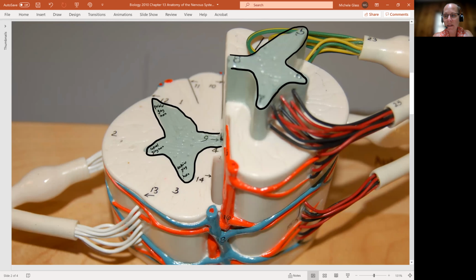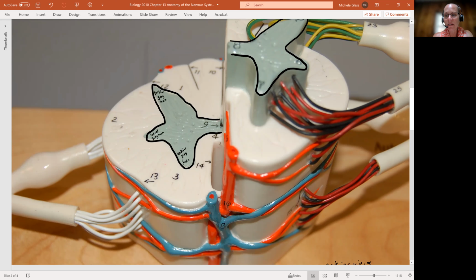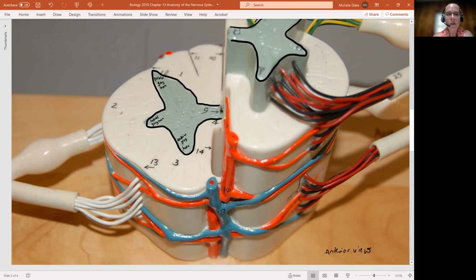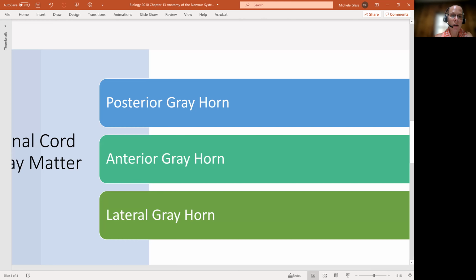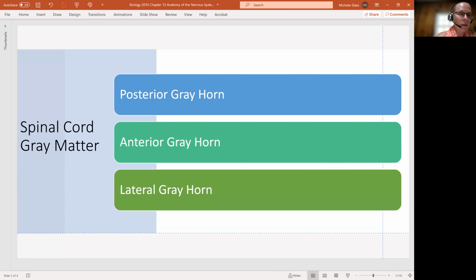Now, what is significant about the gray matter? Remember, the significance of the gray matter is that this is where we're doing our processing. So gray matter, remember, is processing or integration of information. So we will see that the spinal cord does have this significant role in processing some information. Also remember, we'll talk about gray matter in the central nervous system using the term nuclei. So nuclei is referring to a processing center.